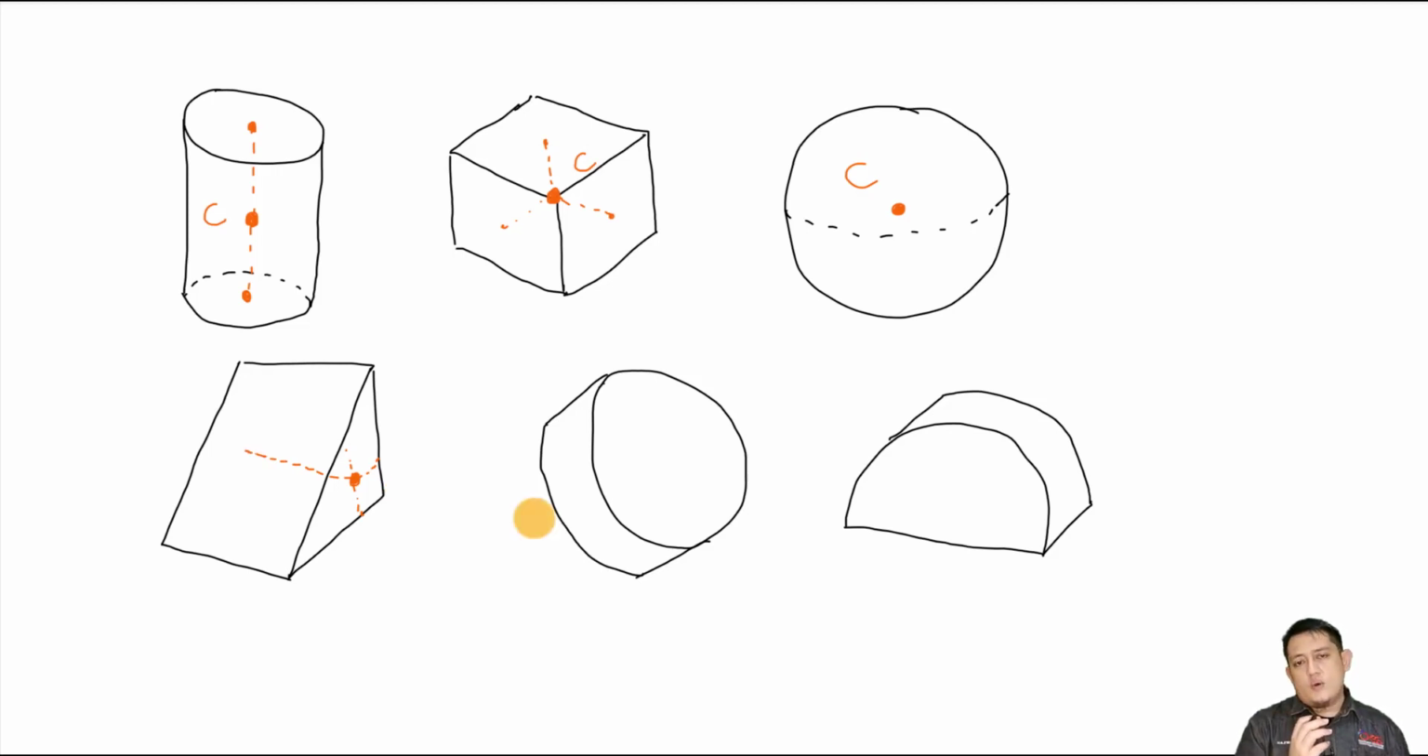Now, this one is quite tricky. What about the centroid of this 3D object here? Okay, so the centroid should be along this line here. But where is the exact location?